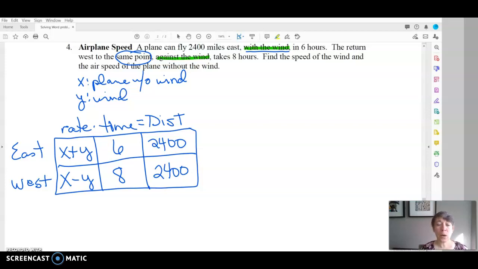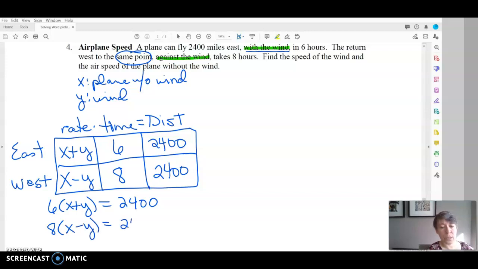Okay. Now we still have our formula rate times time equals distance. So we've got our rate, which is x plus y, times our time, which is 6. I'm going to put it in the front just because we're used to multiplying from the front, equals our distance of 2,400. But then we also have a second equation where we had a time of 8 multiplied by our rate of x minus y equals a distance of 2,400.